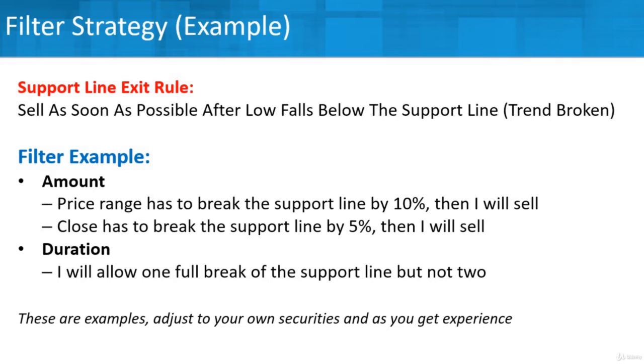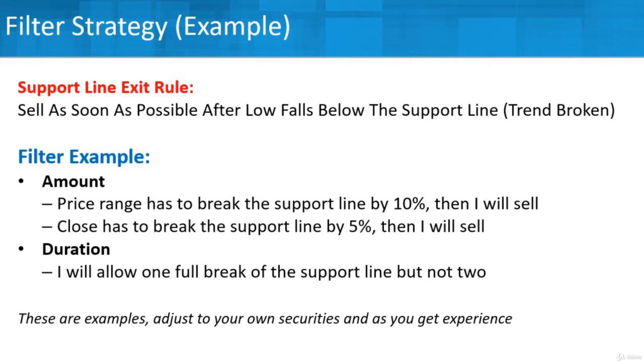But also, some securities have wider trading ranges, so 5% or 10% might be too low. Maybe you want to make that even steeper, or vice versa. You may make that 2% and 4% or whatever. You can pick one or both, either way. But the idea is you're picking an amount that the price has to break the support by in order to take action. In this case, we're looking at breaking a support line to sell. So in this case, we would sell.